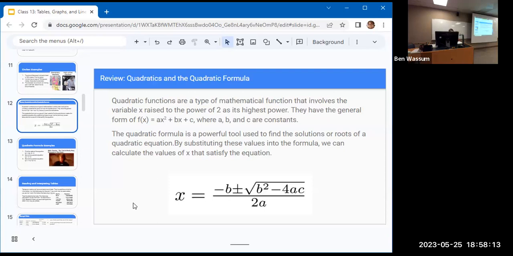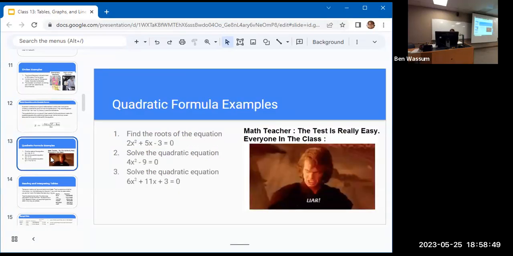Now, the downside is memorizing that thing. The upside is generally you do it so often that it's really easy to memorize. And that's the big ugly formula at the bottom. x equals negative b plus or minus the square root of b squared minus 4ac, all divided by 2a. Okay, so instead of having some long-winded example, I have a couple of problems for it.